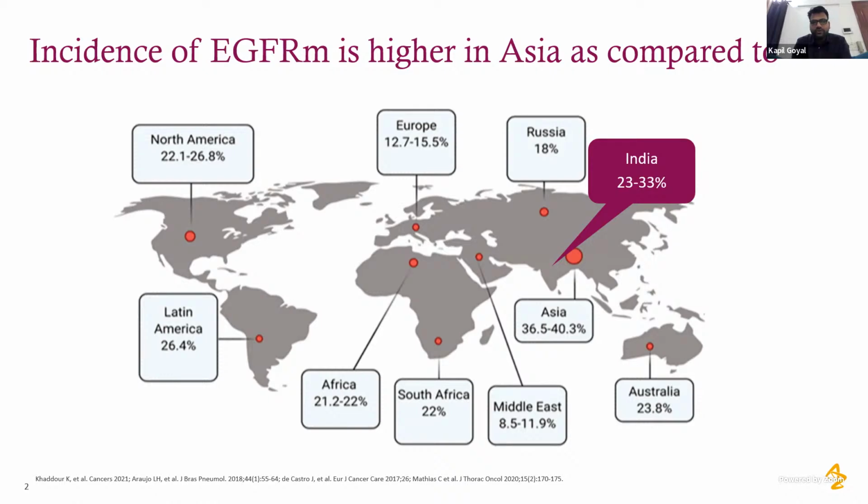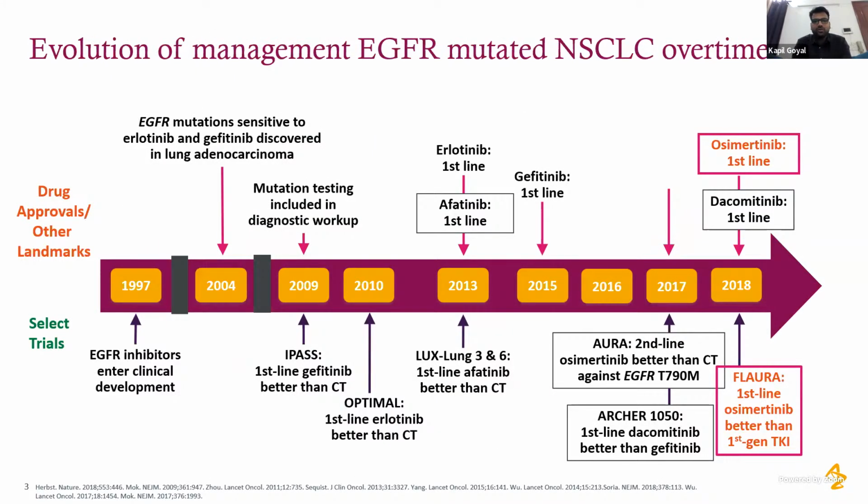If we look all over the world, incidence is roughly 15 to 20% of the patients, the least common being in the Middle East, where it is only approximately 10% of the patients. So in Asian and Indian populations, we see that the EGFR mutation is much higher in comparison. So that is how the treatment of EGFR mutated NSCLC has evolved over time.